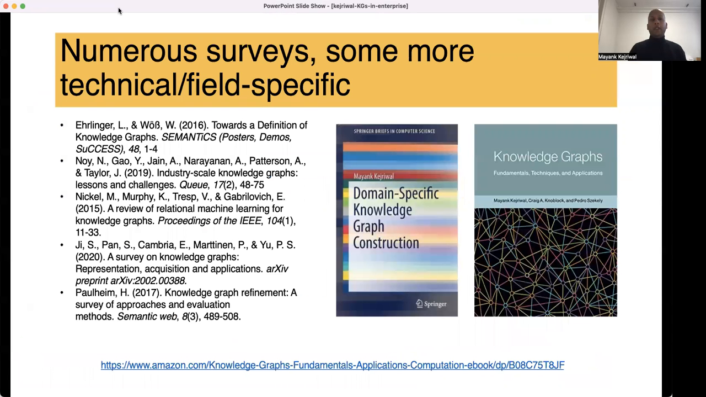If you're interested in learning more about knowledge graphs, there are numerous surveys, some of which are very field specific. Here are two books that I myself have published on domain specific knowledge graph construction, and a textbook on knowledge graphs from MIT Press that goes from beginning to end in this area. I highly recommend the textbook because it will take you all the way from the beginning to advanced topics.